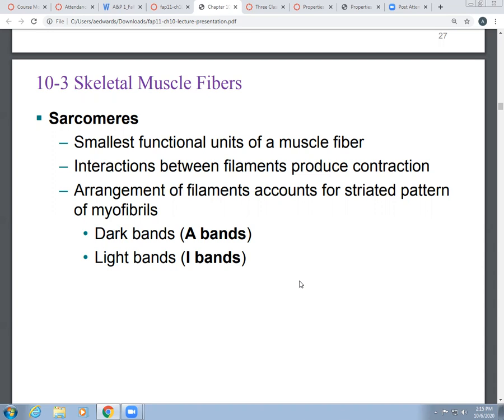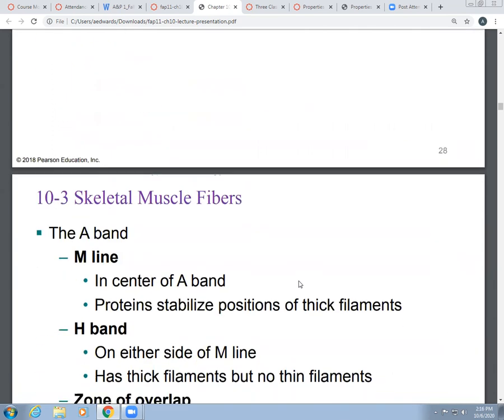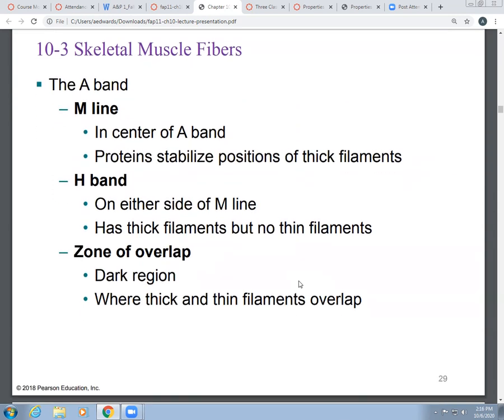Okay, how are you going to remember that? Well, what is the vowel in dark? A. So there's A bands. What is the vowel in light? I. Those are the I bands. Okay. All right. Learn about the A band. Okay. This is not a band on TV. It is a band in your muscle fibers.